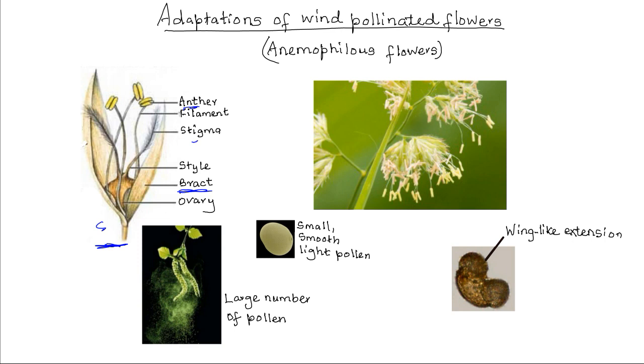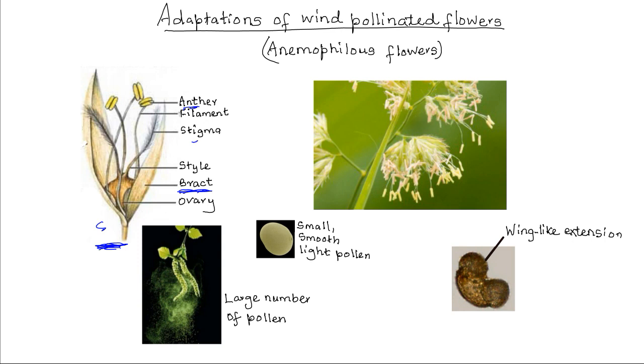So unlike other flowers, a typical flower that has large prominent petals, wind-pollinated flowers lack the petals. Instead, they have bracts, or small leaf-like structures. This is to expose the anthers and the stigma to the wind as much as possible.